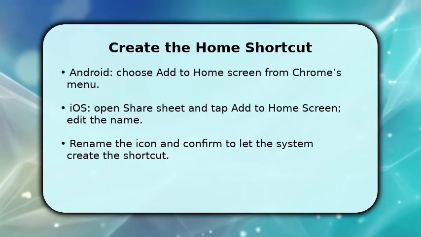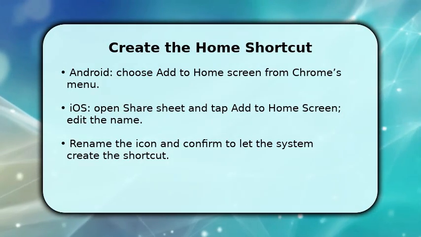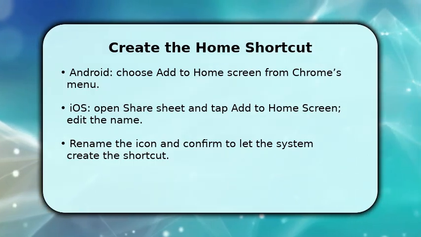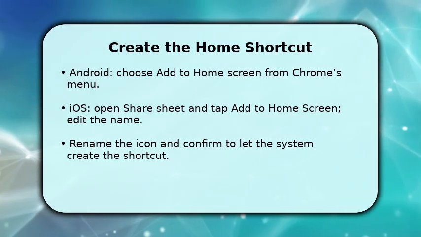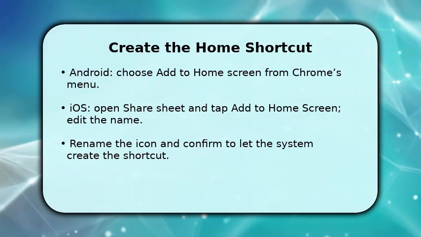Once the menu is open, follow the platform-specific action. On Android, tap Add to Home Screen, then optionally edit the name and confirm. On iOS, open the Share sheet, scroll to Add to Home Screen, type a short label like Google, then tap Add.